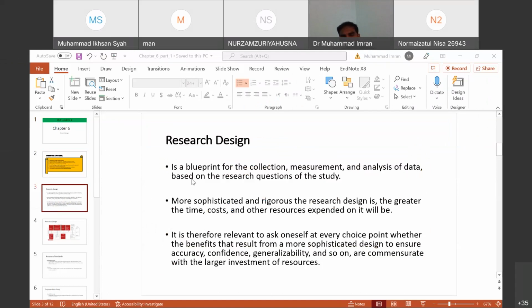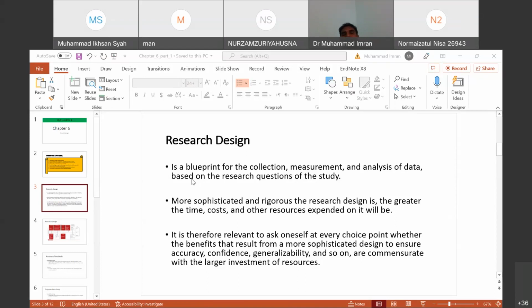According to this slide, we can read here that it is a blueprint for the collection, measurement, and analysis of the data. Basically, we can also say it is the planning to verify our hypothesis, to plan the data and to collect the data. Okay, to make the platform for how to verify our research questions and our hypothesis. So this is called research design. The more sophisticated and rigorous the research design, the greater the time, cost, and others.